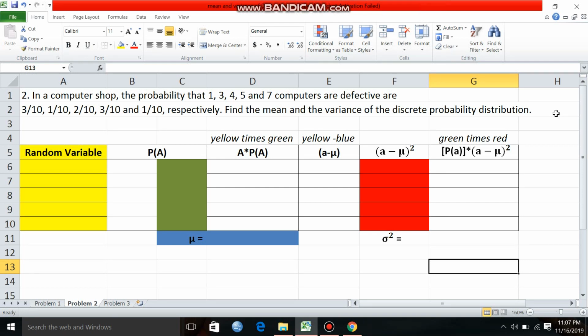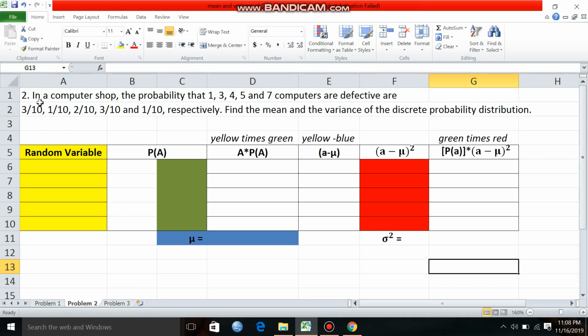Hello and welcome to part 2 of our topic related to the mean and the variance of the discrete probability distribution. As promised, I'm going to share with you the steps on how to solve for the mean and the variance of a discrete probability distribution if the probabilities for every discrete random variable are different.